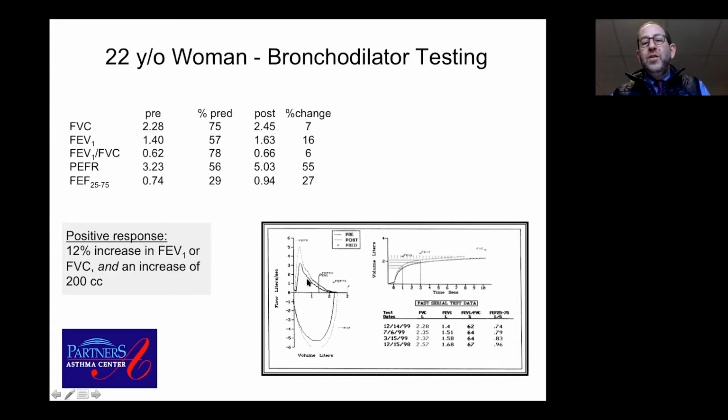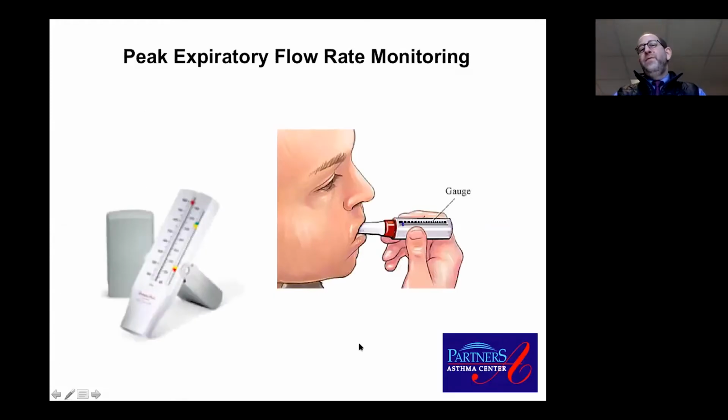You can see here in the solid line, that's the pre-response, and in the dashed line, that's the post-response. Here's the peak flow. You can see that there was a reduction in the peak flow that improved. You can also see that the FEV1 went from here to here. Peak flow rate monitoring we can often do at home. These are relatively inexpensive plastic devices, and sometimes patients really get a kick out of following the numbers. I'm not sure if they're available in your practice setting, but if they are, these are often useful adjuncts to care.